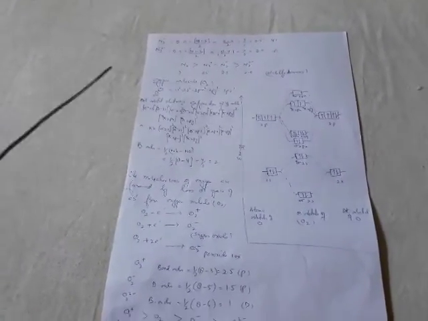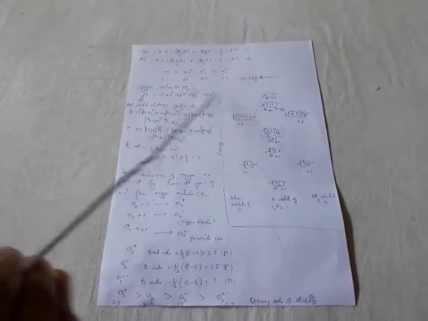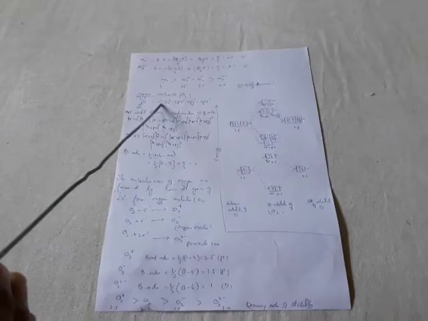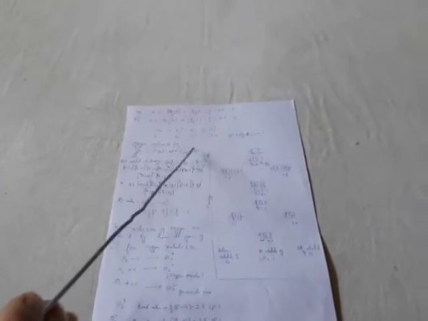Then again we have the oxygen molecule. In the case of the oxygen molecule, the electronic configuration, with atomic number 8, is 1s2, 2s2, 2px2, 2py1, and 2pz1. Again we have two half-filled p orbitals, that is py and pz.